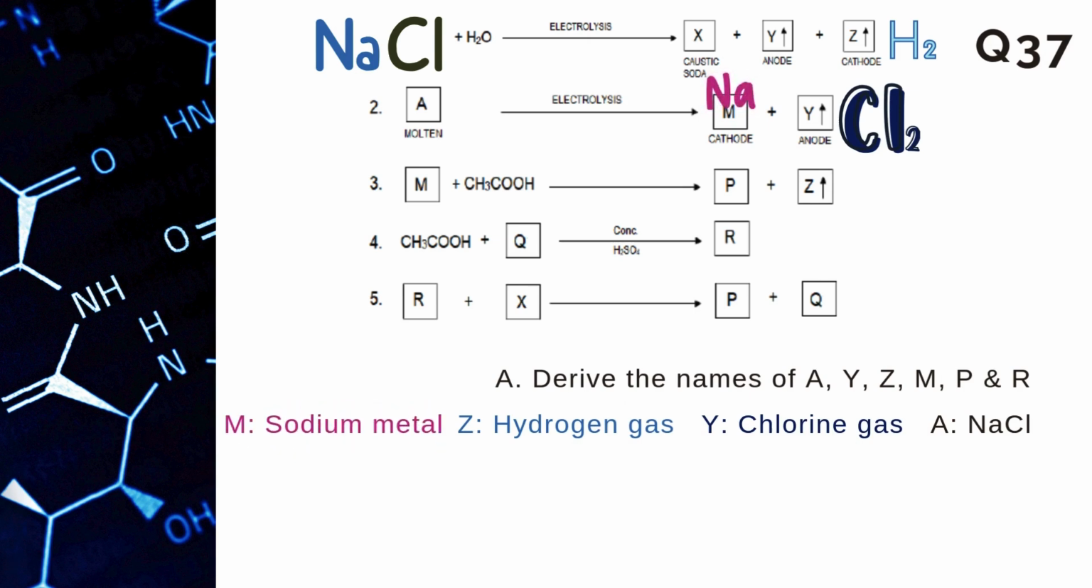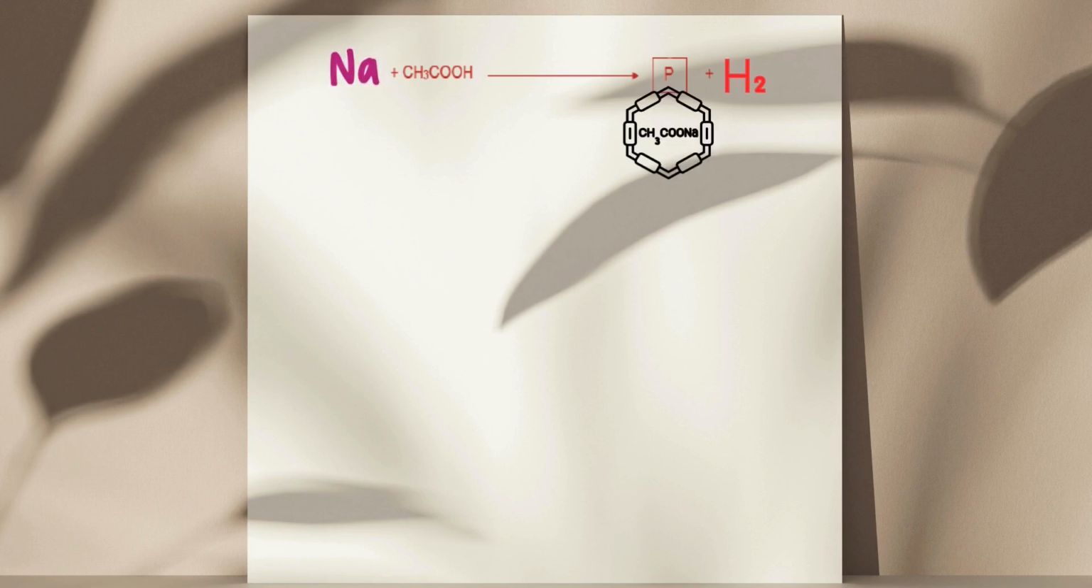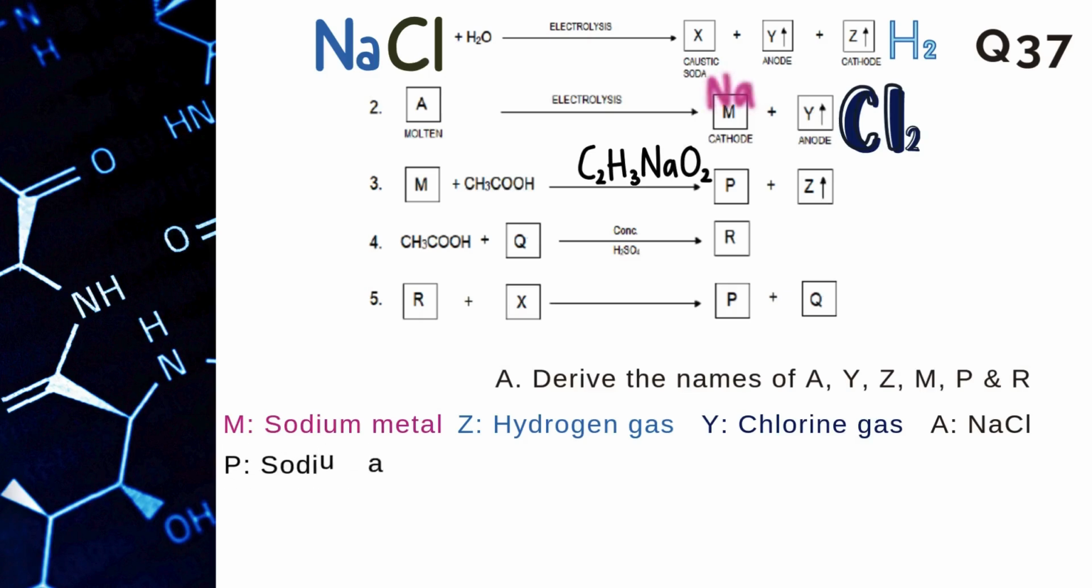Now, sodium chloride upon electrolysis would give sodium and chlorine. So, M is sodium metal. Moving on to the third reaction, we know that Z is hydrogen gas, M is sodium. Now, sodium reacts with acetic acid to give sodium acetate. Hence, P is sodium acetate.